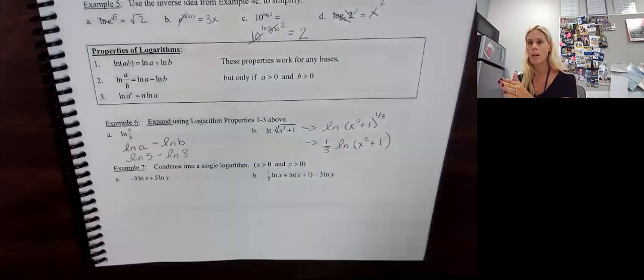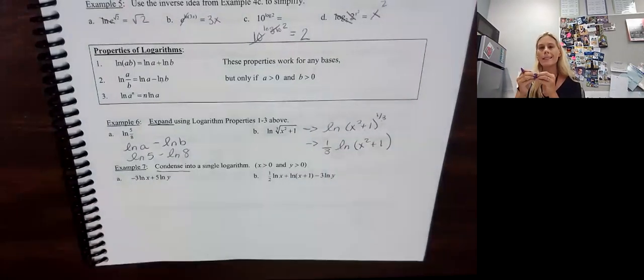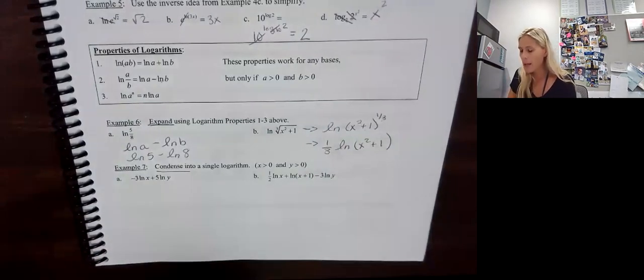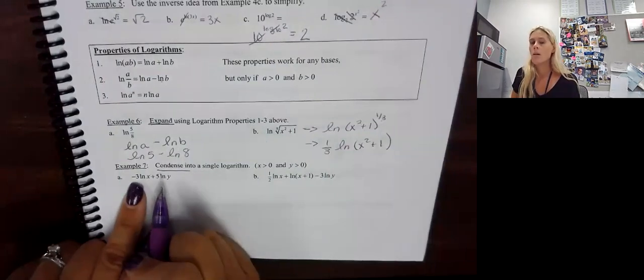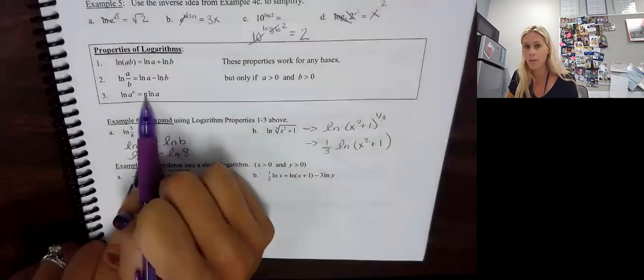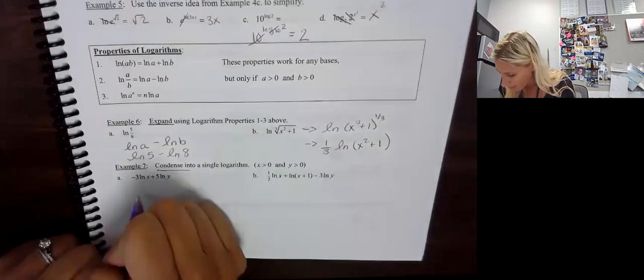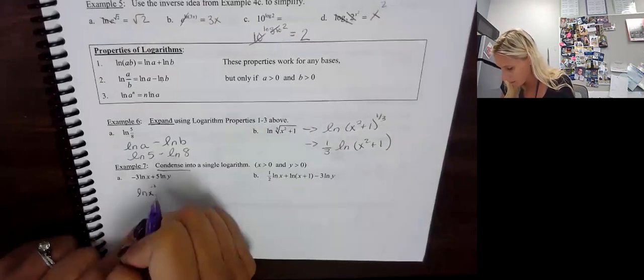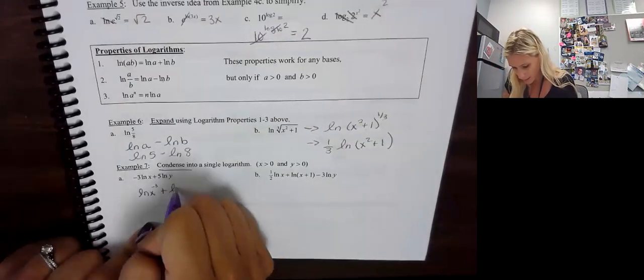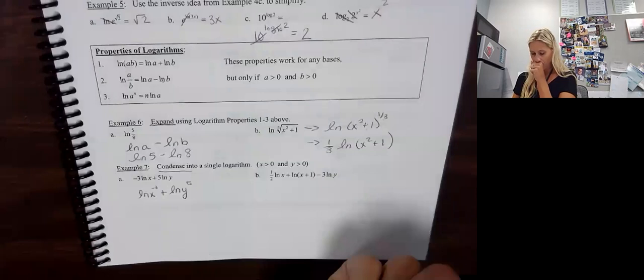Okay? Expanding means we go from a multiplication or division to an addition or subtraction. We made it bigger. Okay? If we want to condense, we want to make it one single ln or one single log. So in this step, I have to get rid of the coefficients out front first. Well, right up here, the coefficients out front become an actual exponent inside. So I have ln x to the -3 plus ln y to the 5th.